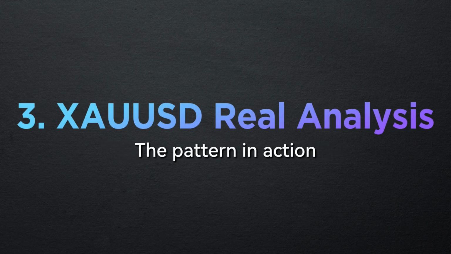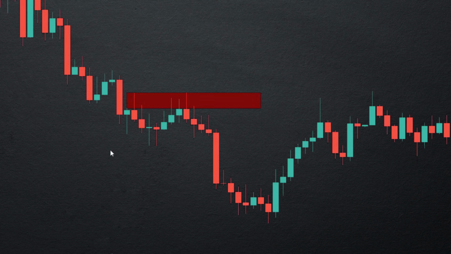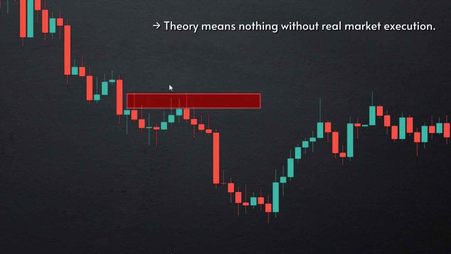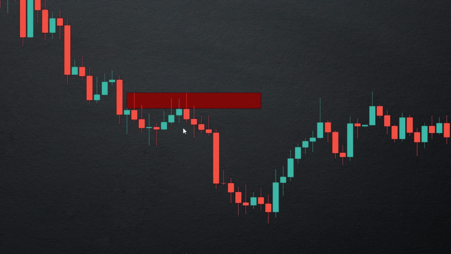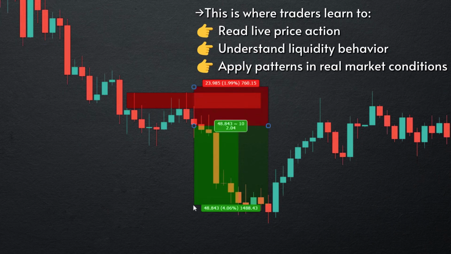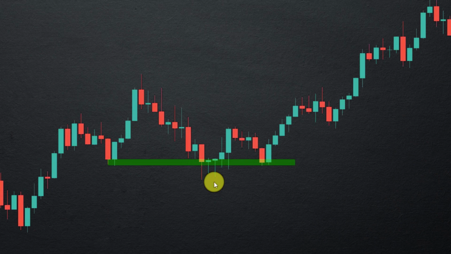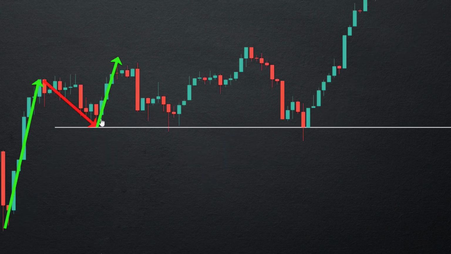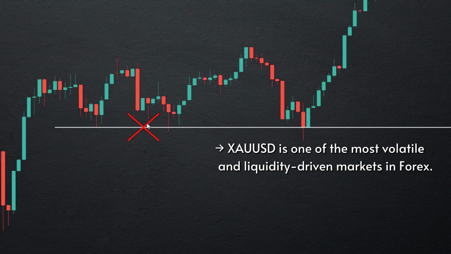Okay, Section 3, XAUUSD real analysis. Let's take all this theory out into the real world and see exactly how this pattern looks in action on a gold chart. Let's follow this real trading timeline together. Back in mid-July 2023, gold rallied super hard right up into a massive resistance zone. Then on July 18th, boom, a textbook shooting star printed right at that ceiling. The buyers completely failed, and this brilliantly illustrates the exact moment that the bullish momentum just died. By late July, as you can see, the price had completely plummeted back down to the previous swing lows.